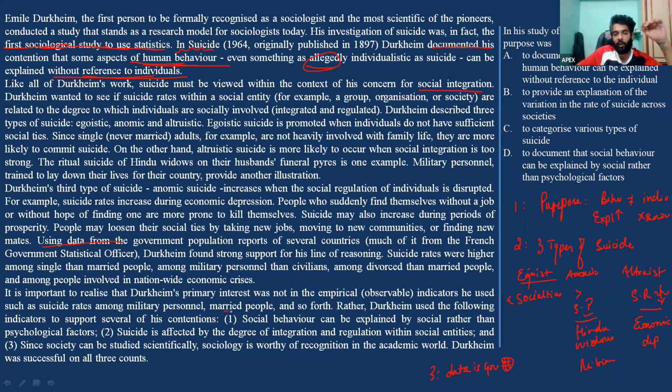Now, I don't need to again write the conclusions down, but we can see that there are 3 conclusions and we've gotten them here. What is it? Social behavior can be explained by social rather than psychological factors. And please keep in mind, this is not what he started out with. He started out with thinking that human behavior can be explained without keeping the human in mind. But he found these 3 things. So this is the result of it, not the cause.